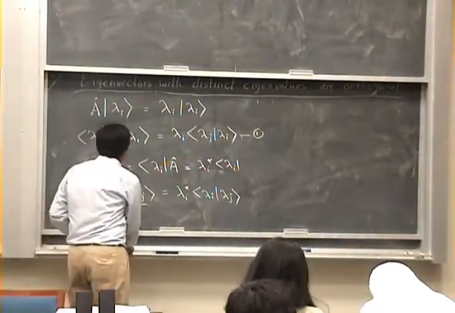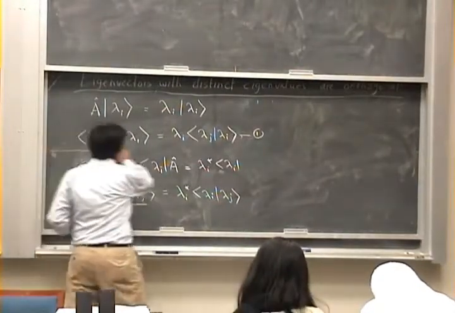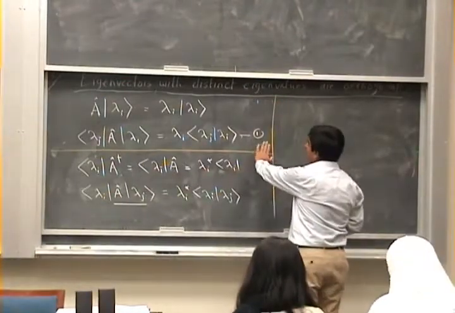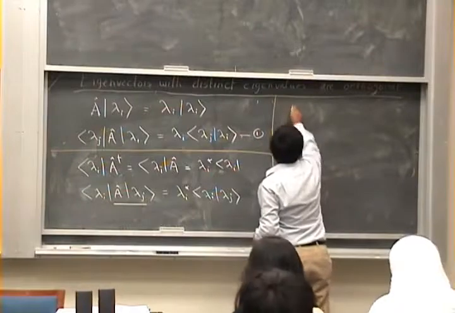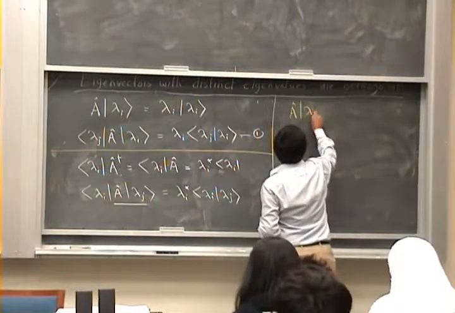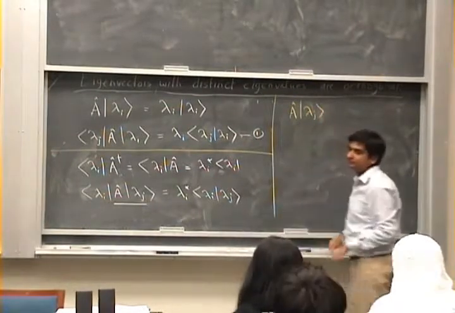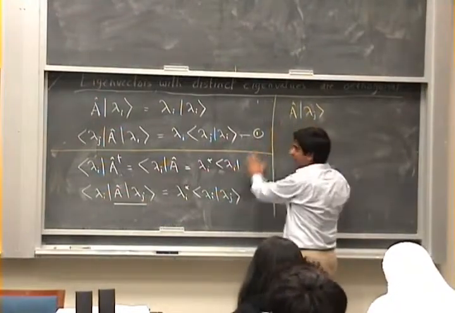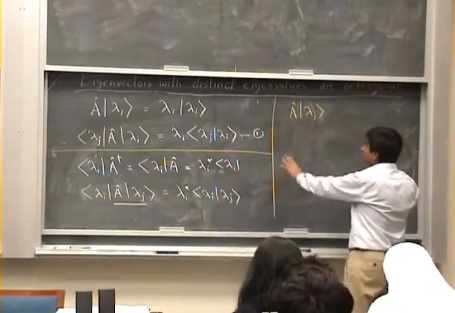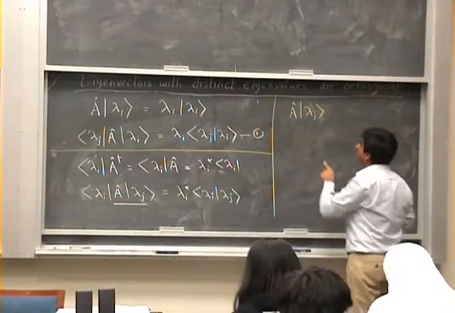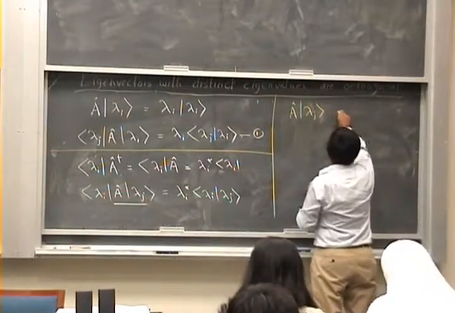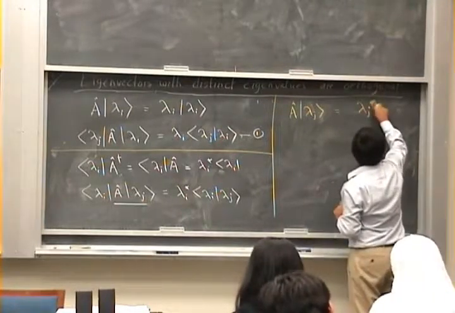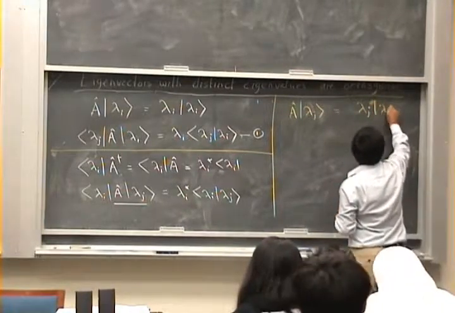Let me do this slightly differently. After this point, I'm going to do something else. After this, I'm going to act A on lambda j. Just leaving this out for the time being, it's easier to understand it like this. A acting on lambda j gives me lambda j star, lambda j, right?